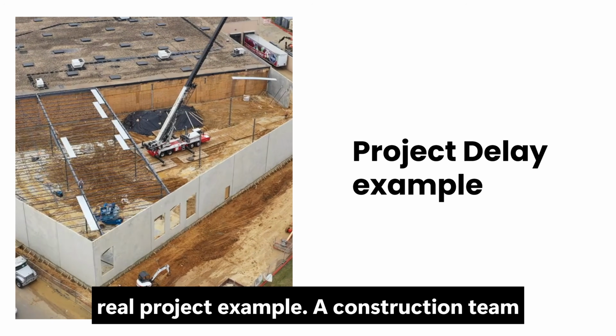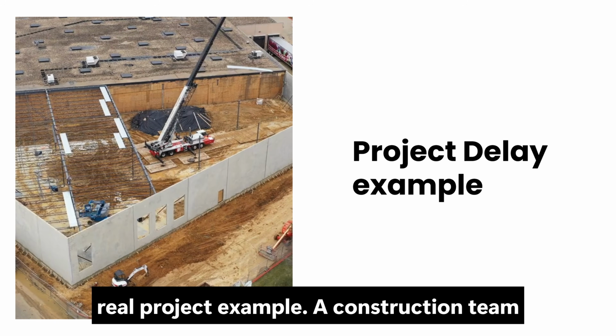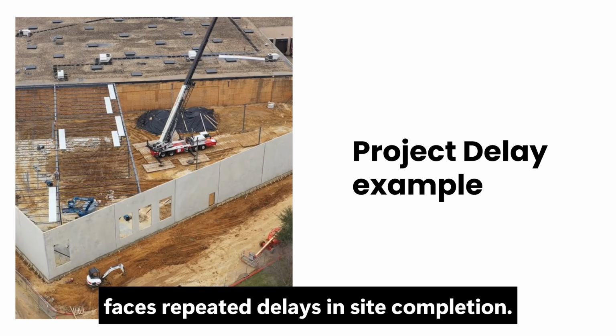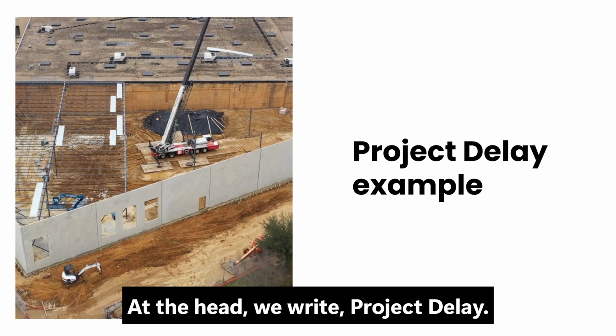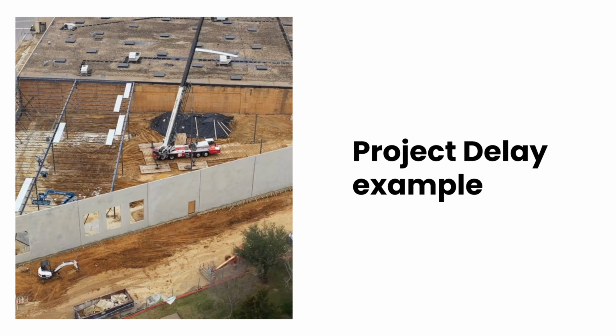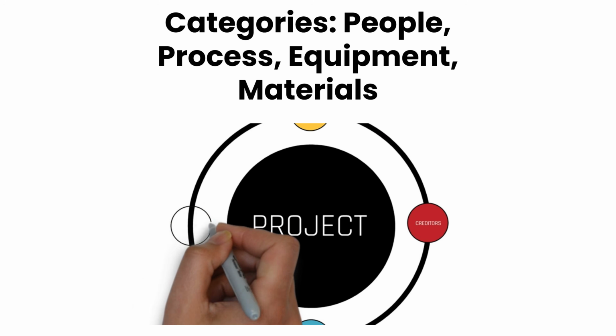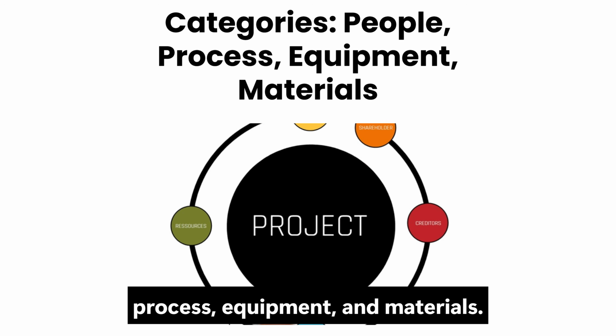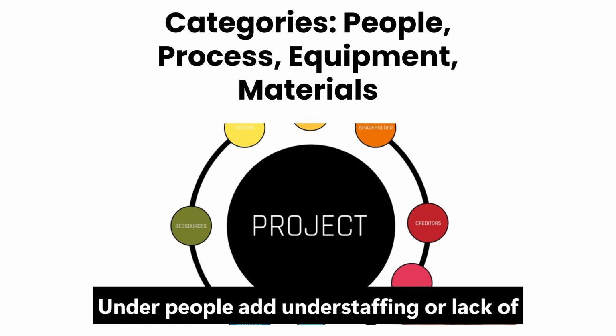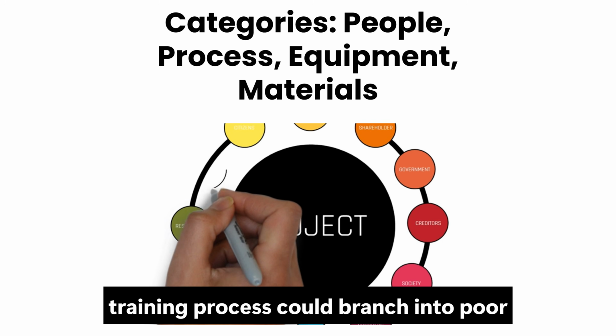Let's walk through a real project example. A construction team faces repeated delays in site completion. At the head, we write, "Project delay." Draw the spine and bones labeled people, process, equipment, and materials. Under people, add understaffing or lack of training.